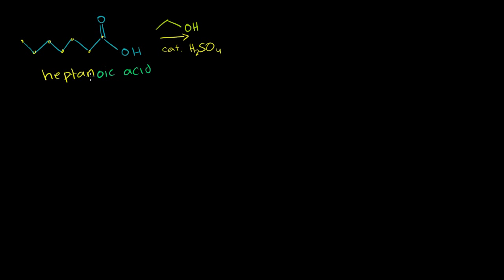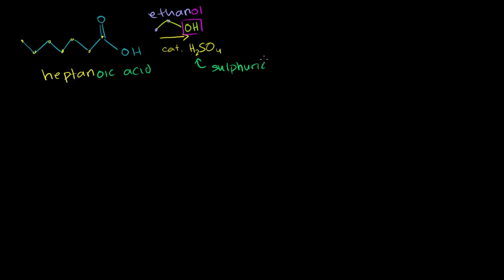So let's see what happens if we have heptanoic acid reacting with, this is 1, 2 carbons, and then it has an OH group. So this is ethanol. That's what the OH group does. It makes this an alcohol. And it's in the presence of a sulfuric acid catalyst. This right here is sulfuric acid.